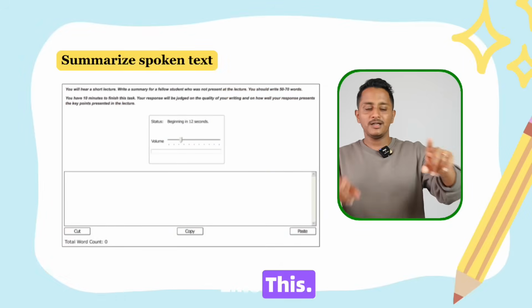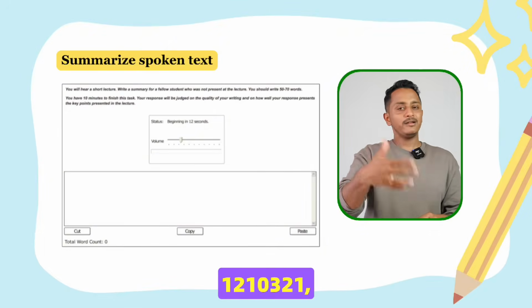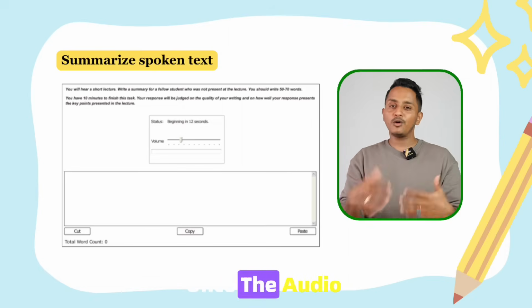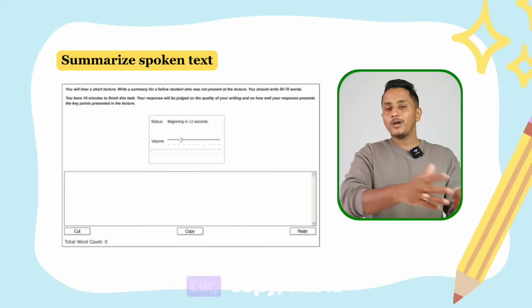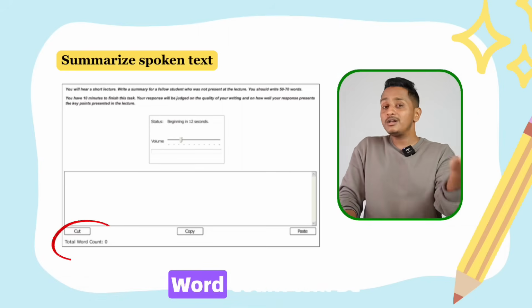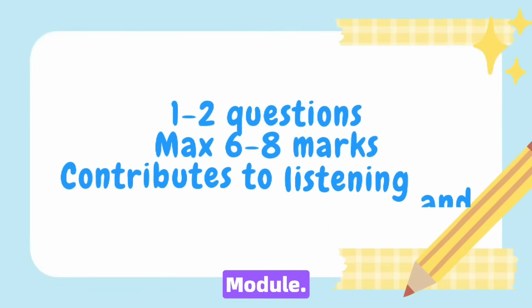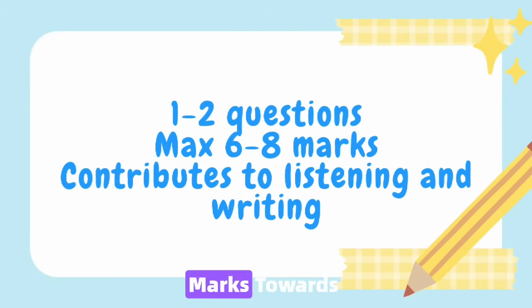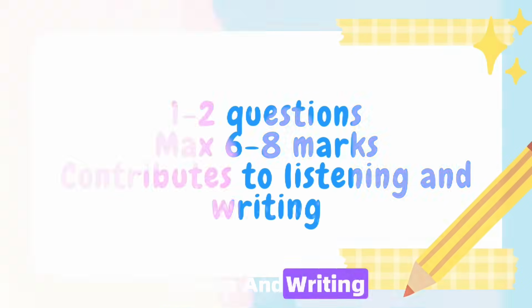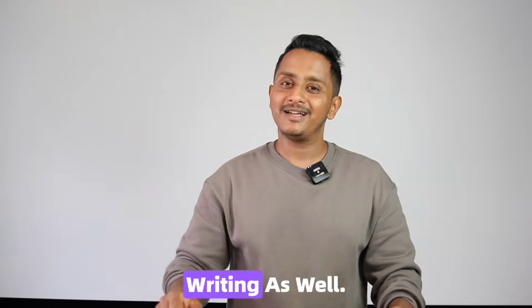It looks something like this. They're going to give a big box, and the audio plays. Once the audio ends, you can type over there; cut, copy, paste is almost not required. Word count will be displayed at the bottom. 1 or 2 questions you can expect from this module. Maximum 6 to 8 marks towards your listening and writing, because you're listening and writing as well.